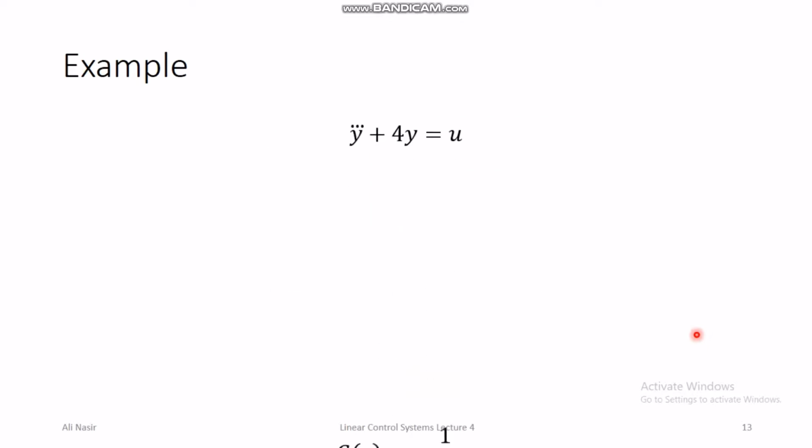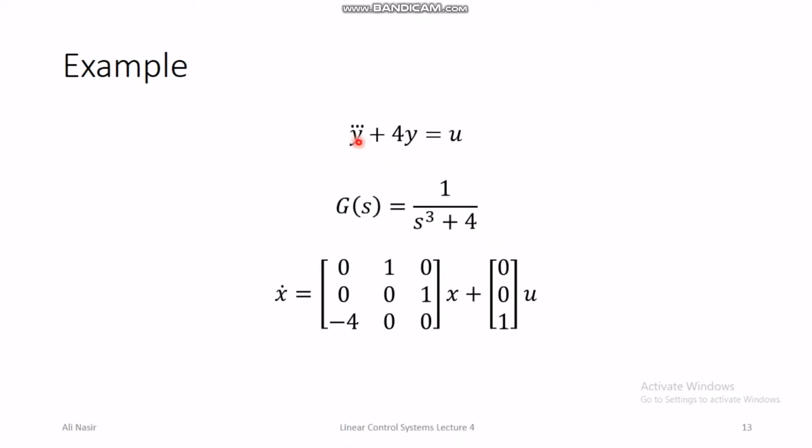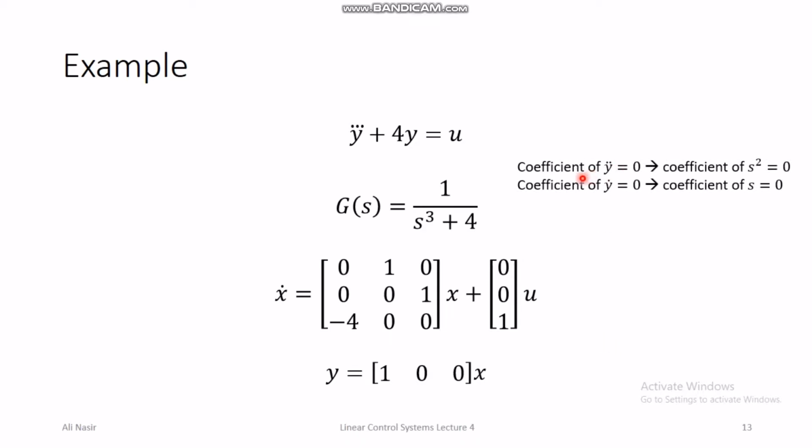So another example, you can see here that y triple dot plus 5y dot plus 4y is equal to u. The transfer function will be 1 over s cube plus 4, and then you can convert it into state space like this. Here the numerator 1 comes here, and since m is equal to 0 and n is equal to 3, n minus m is 3, 3 minus 1 is 2, so we need 2 filling zeros. The coefficient of y double dot is 0, so the s square term is 0, and the coefficient of y dot is 0, so the s term in the transfer function is 0, so that is why these two terms are also 0.